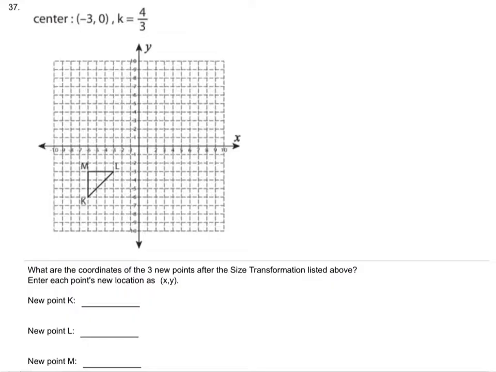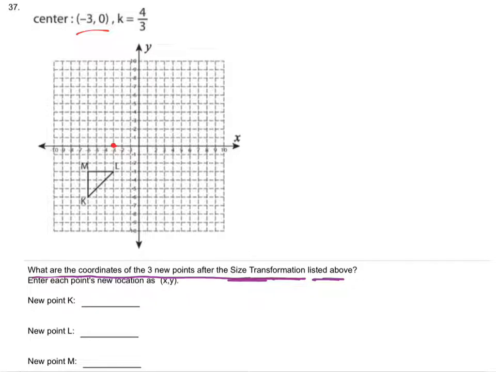There we go. Finally, number 37. So we're doing a size transformation on this one. What are the coordinates of the 3 new points after the size transformation listed above? Okay, so they're giving us the center of the size transformation, (-3, 0). So that's right there. There's the center. From that center, we're doing a size transformation. Going to find the new K, L, and M.